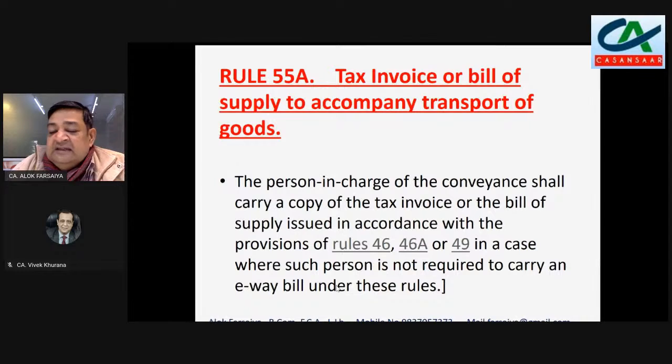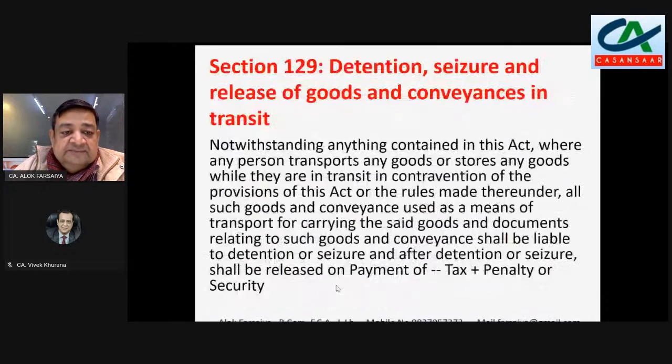Sir, this section 129, we can come to this slide, section 129, detention and seizure. Whenever any official checks the goods during movement and finds any discrepancy between the goods, the invoice, or we can say the title document of the goods, and the e-way bill, they detain the goods and get it verified. And once they find any sort of discrepancy, it leads to the seizure of goods.